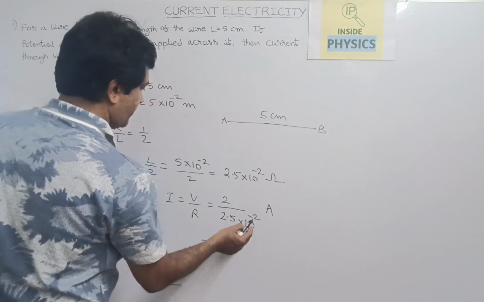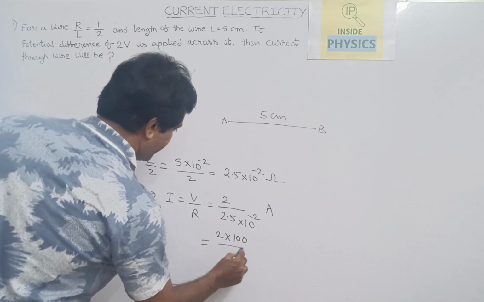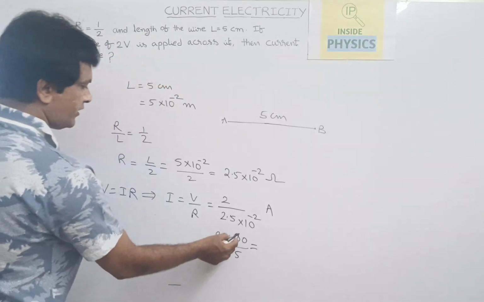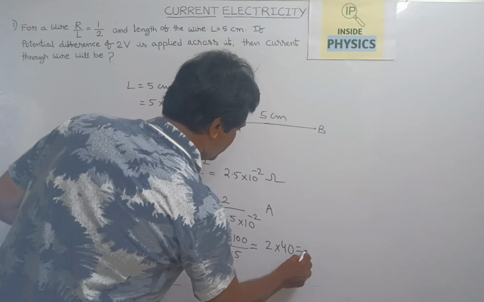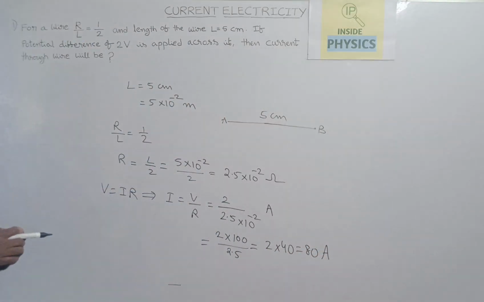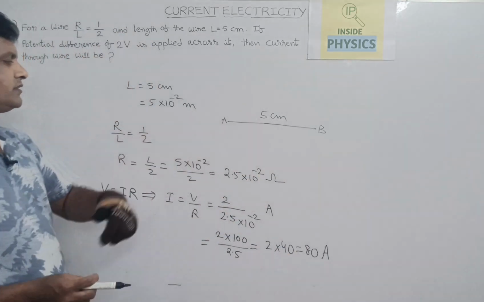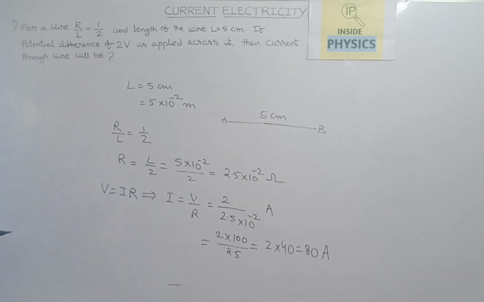So if 10 to the power of minus 2 will be moving up, it means 100 by 2.5. That means 2.5 into 40 times. So 2 into 40 is equal to 80 amperes. This is the current flowing through the conductor AB, which is of length 5 centimeters, when a potential difference of 2 volts is applied across the conductor. Okay, then we will see the next problem.